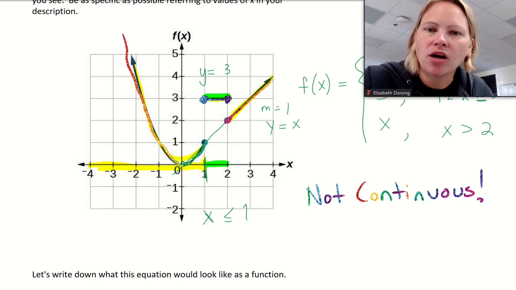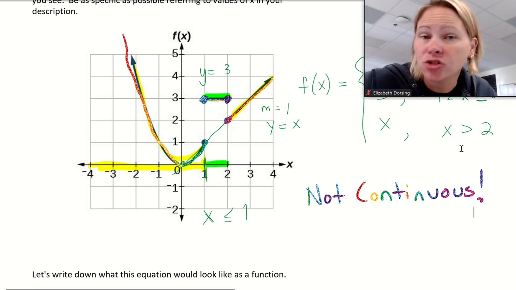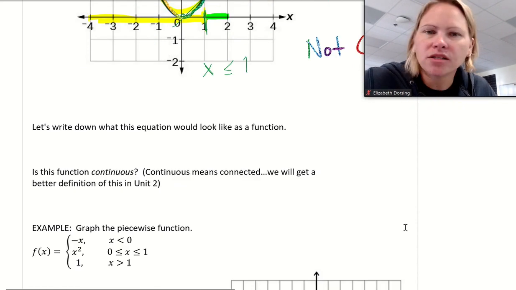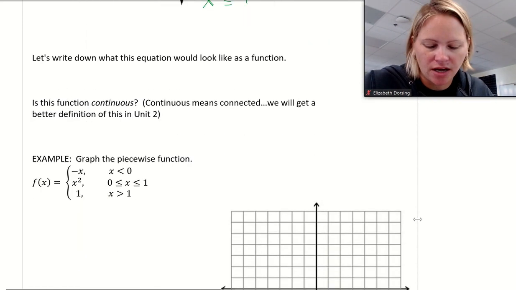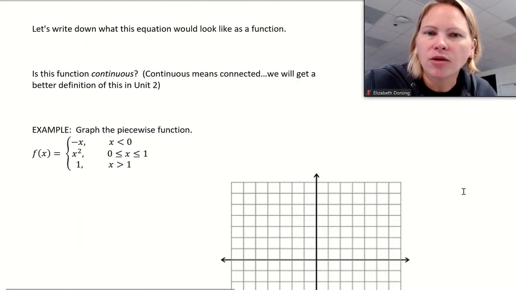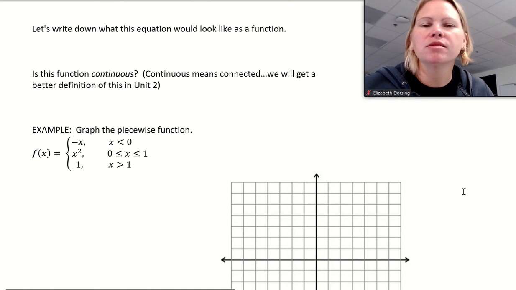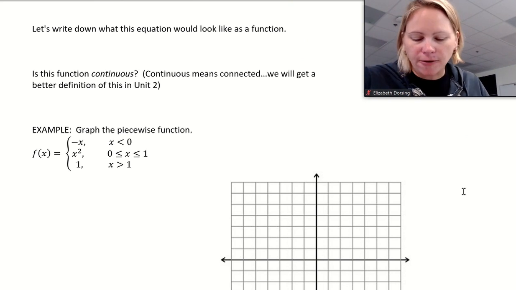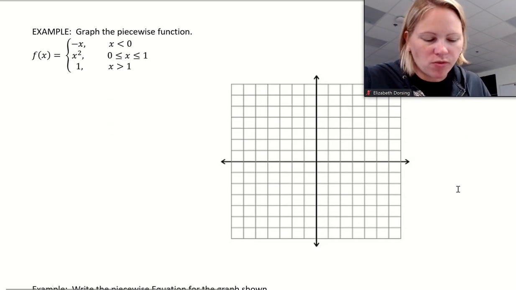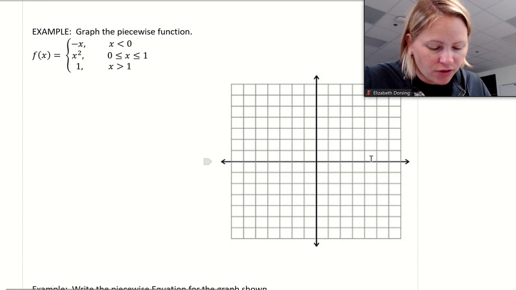It has what we call a jump discontinuity. It has 2 of them, actually. So we're going to be talking more about continuity in Unit 2. But for now, we just want to get that foundation of what it means to be continuous. Now, let's talk about what happens when we need to graph a piecewise function.